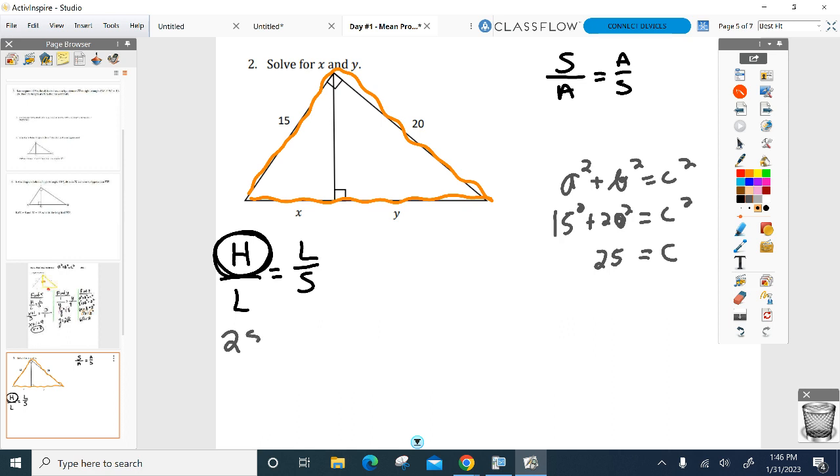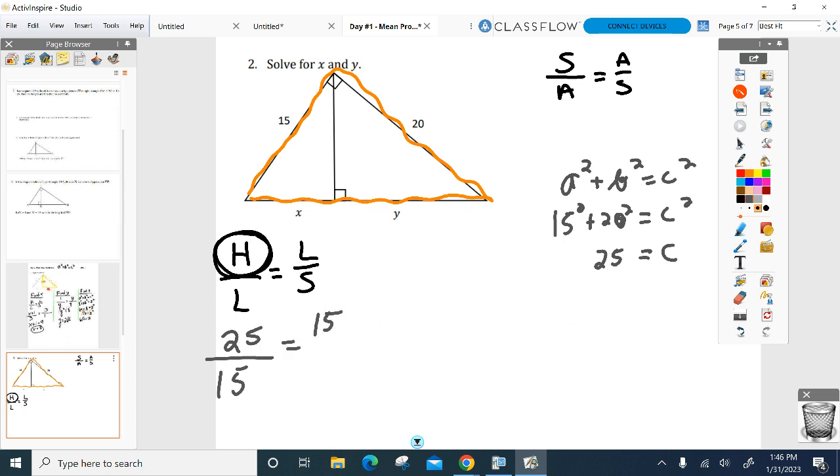There's my missing H. 25 over. Bridget, your choice. Which leg do you want to go with? Which leg would you like to go with? I just wanted something quick. 15. 15, sure. So 15 equals 15.